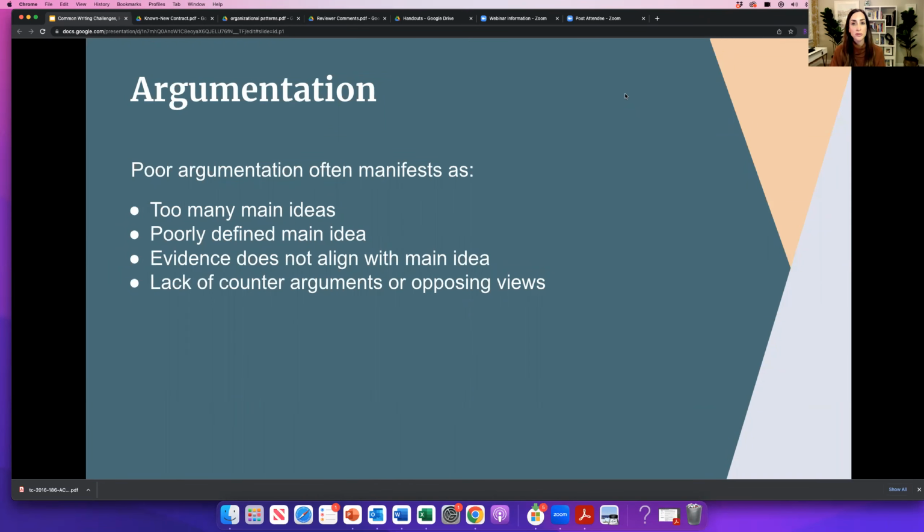Sometimes it shows up as poorly organized writing, or as neutral writing, where you're not quite sure if the author has a take or an idea or a voice or an opinion on the matter. It often manifests as too many main ideas, or the main idea is really poorly defined. You're not actually sure what the main idea is, or the evidence being presented doesn't actually align or connect to the main idea, or there are no counter arguments or opposing views. Or if there are, maybe they don't seem to logically connect to the argument being put forth. That's what poor argumentation often manifests as.